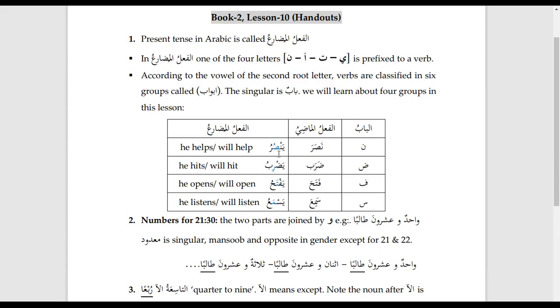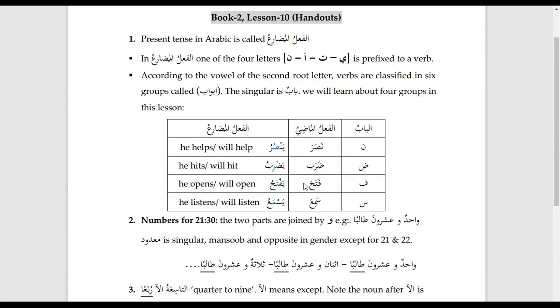Okay, why did nasara become yansuru? Basically, in Arabic, 4 consecutive vowels do not happen together in one word or one kalima. So it's difficult to say yanasuru. It's difficult to pronounce. So what happened? The first root letter becomes sakin, and ya is added to it. So it becomes yan, and then the second and the third remain the same, yansuru. So yansuru comes on the pattern of nasara.